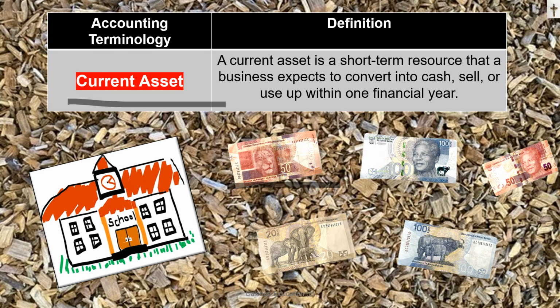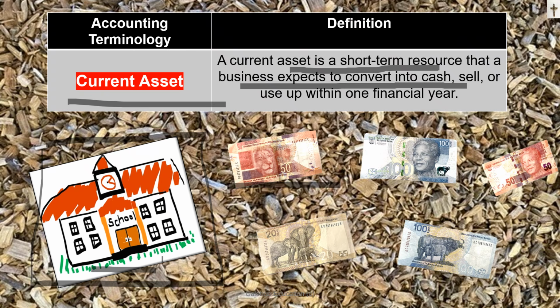Then current assets are cash or items that are very close to cash. For example, this debtor, the school, Calibre Education sold to the school on credit. The school became a current asset. The school needs to pay us within, let's say, 3 months. So 3 months is smaller than 12 months. It's a current asset. We're going to convert this account of the schools into cash within 3 months. We're going to collect the cash. So a debtor is a current asset. So a current asset now is a short-term resource that a business expects to convert into cash or sell or use up within 1 financial year, within 12 months. That's a current asset.